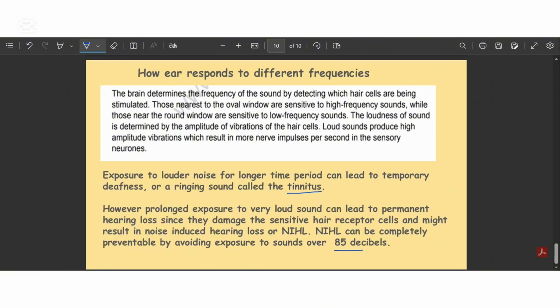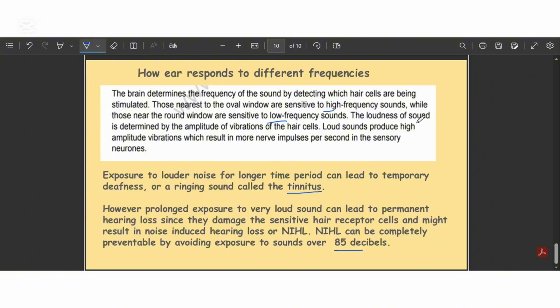Well, the main function of the ear is hearing. The human ear is very sensitive to sounds. The brain determines the frequency of the sound by detecting which hair cells are being stimulated. The ear is sensitive to different types of frequencies. The hair cells which are nearest to the oval window are sensitive to high frequency sounds, while those near the round window are sensitive to low frequency sounds.